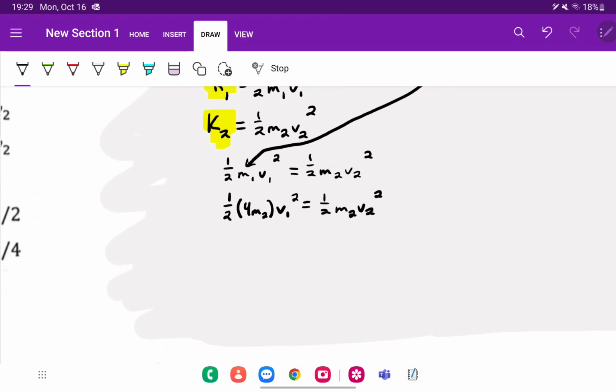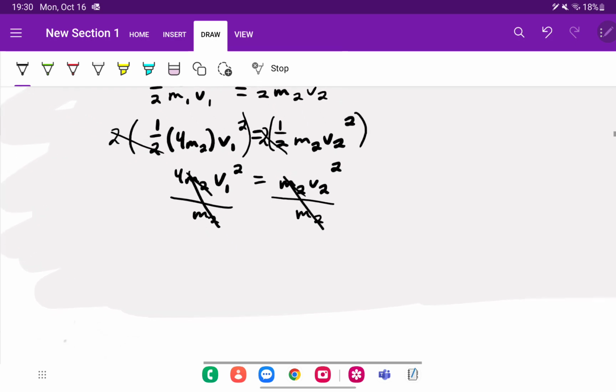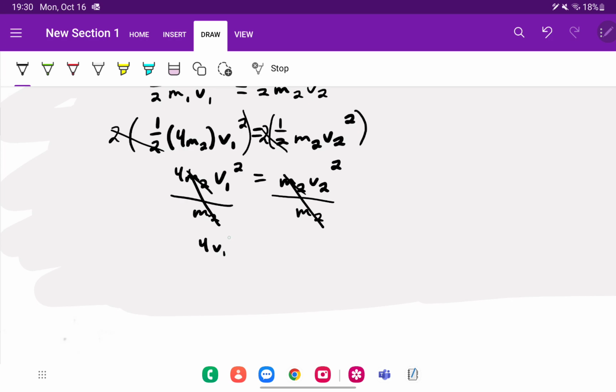If we look at this, I want to get rid of those 1/2s. Since there's a 1/2 on both sides, it's really easy to just multiply both sides by 2, and that cancels that out. Rewrite this as 4m2 v1 squared equals m2 v2 squared. We have an m2 on both sides, which means if we divide by m2 on both sides, those would cancel. I'll write it out just for ease of visualization. m2 cancels on both sides, so we're left with 4v1 squared equals v2 squared.